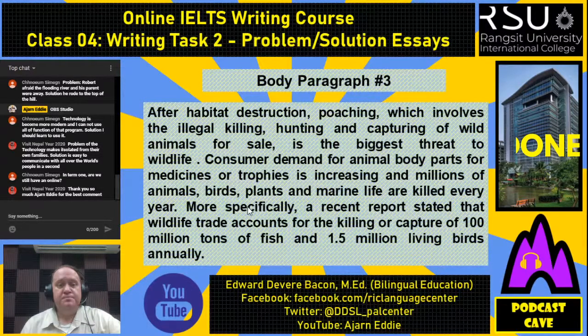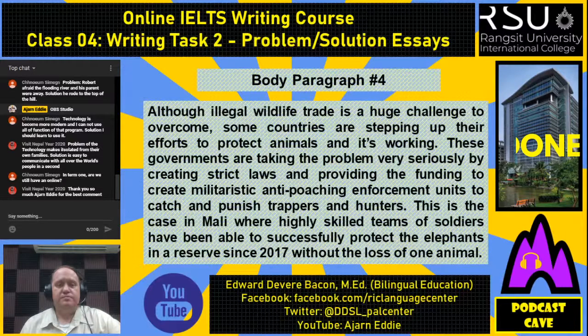Okay. Body paragraph 4. Although illegal wildlife trade is a huge challenge to overcome, some countries are stepping up their efforts to protect animals, and it's working. These governments are taking the problem very seriously by creating strict laws and providing the funding to create militaristic and anti-poaching enforcement units to catch and punish trappers and hunters. This is the case in Mali, where highly skilled teams of soldiers have been able to successfully protect the elephants in a reserve since 2017 without the loss of one animal.